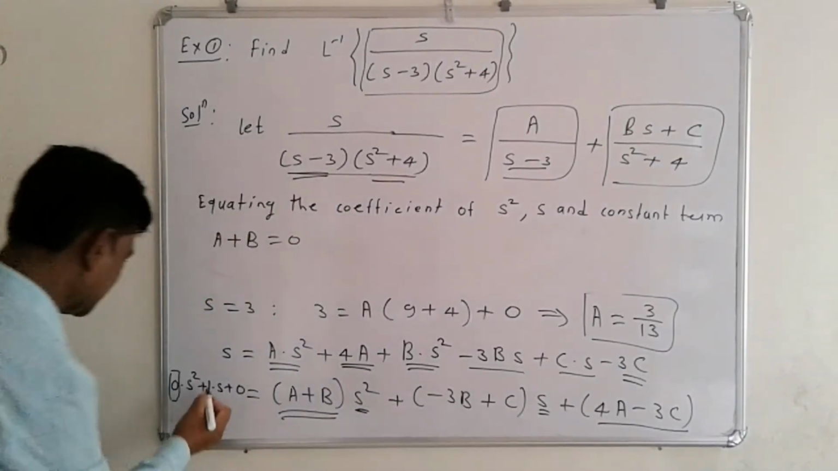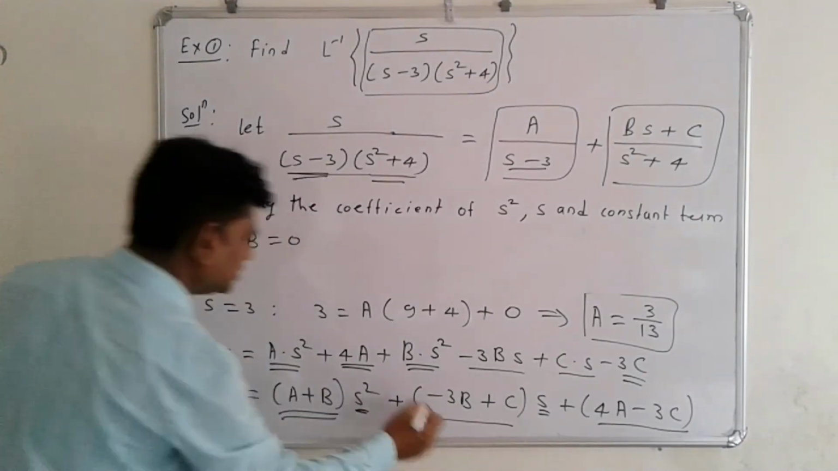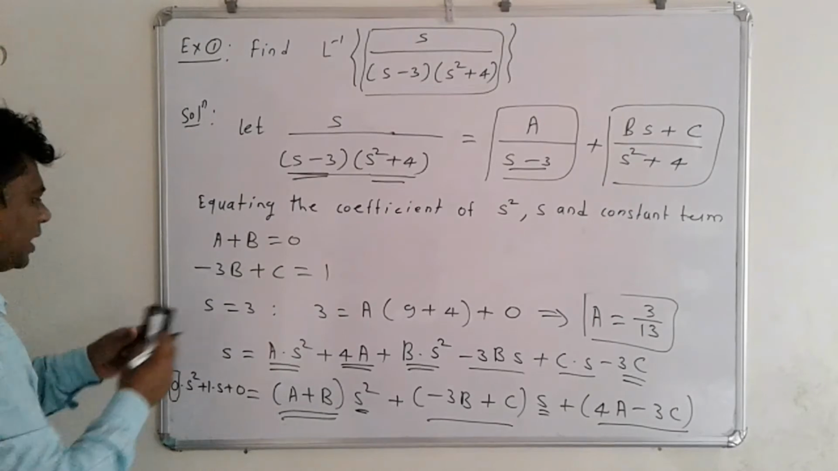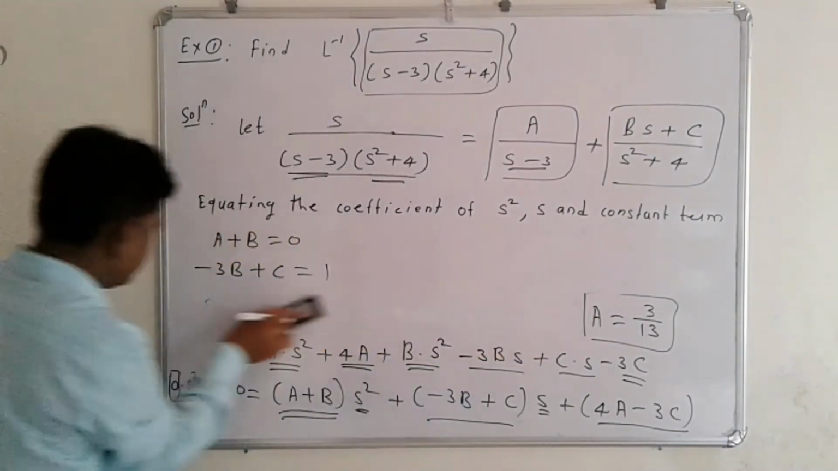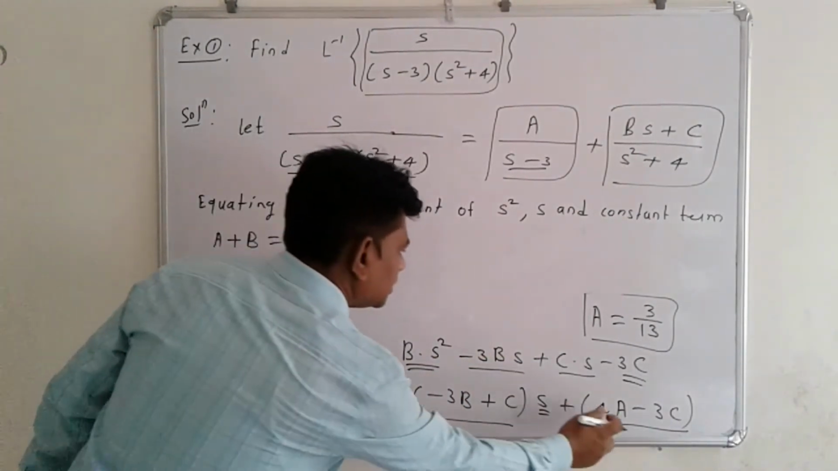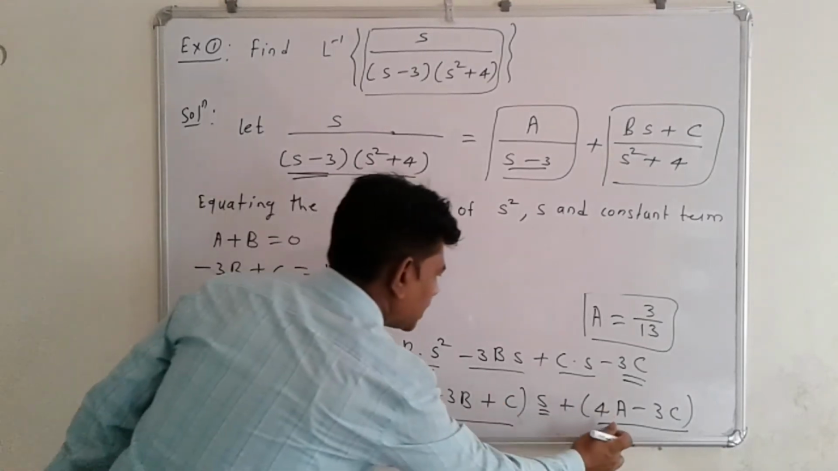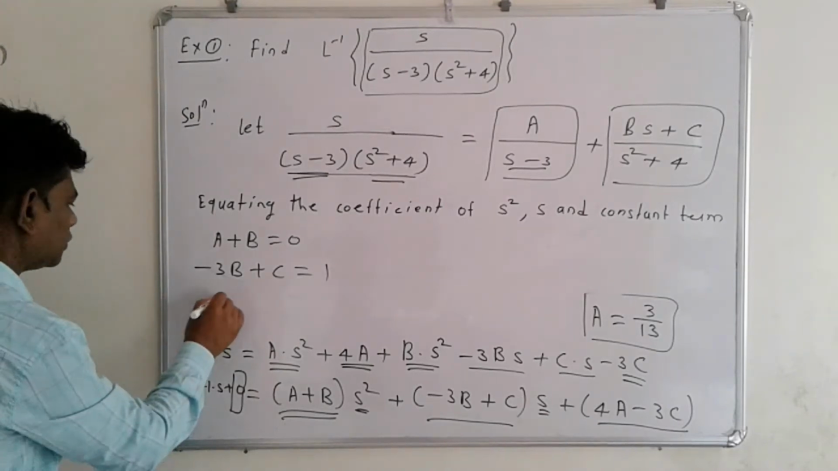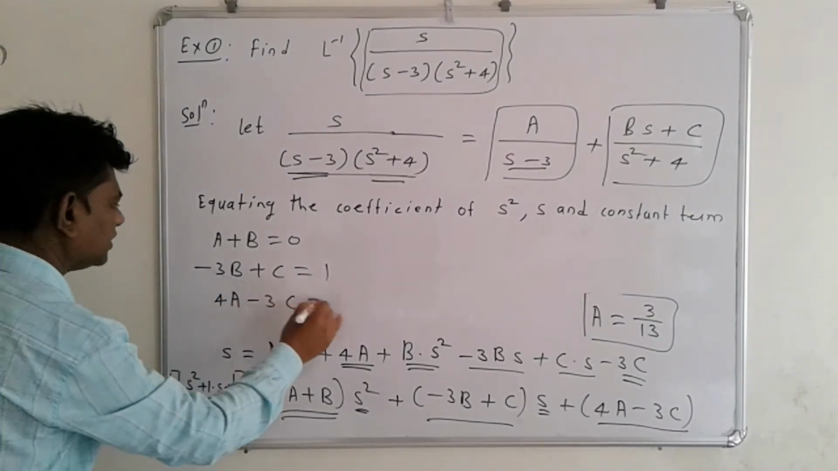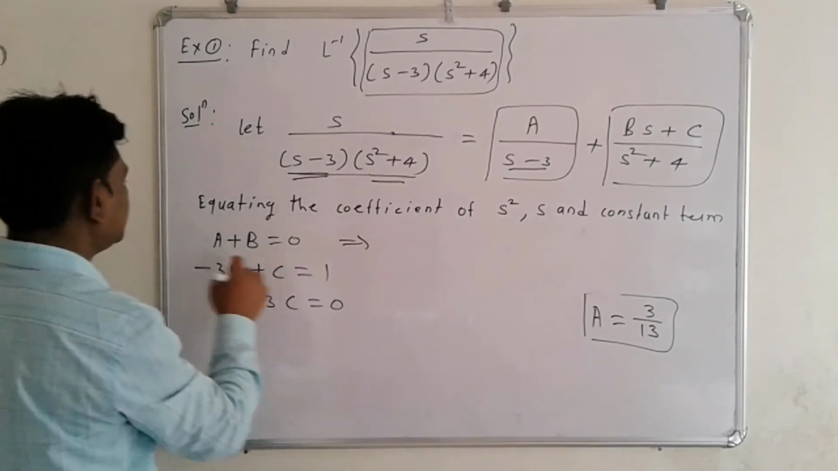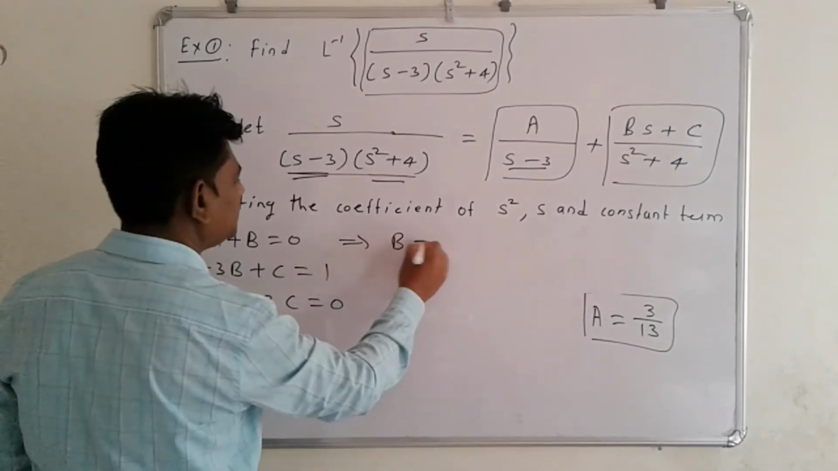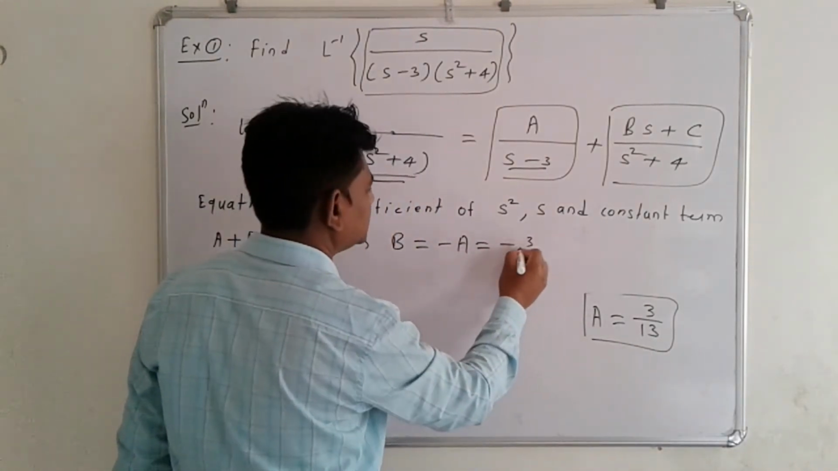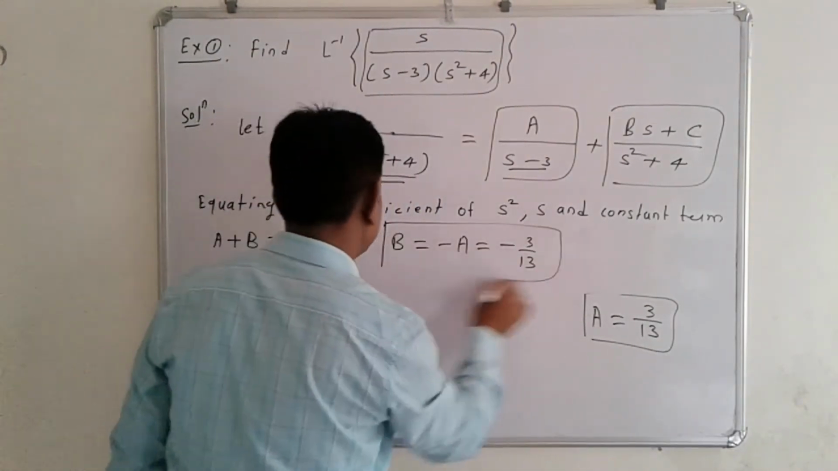Similarly, the coefficient of s is 1. Therefore the answer is minus 3 times b plus c is equal to 1. And the constant term, so here 4a minus 3c, and here the constant term is 0. This implies that a plus b equal to 0, that means b is equal to minus a, and a is 3 by 13, therefore b is minus 3 by 13. So this is the b.